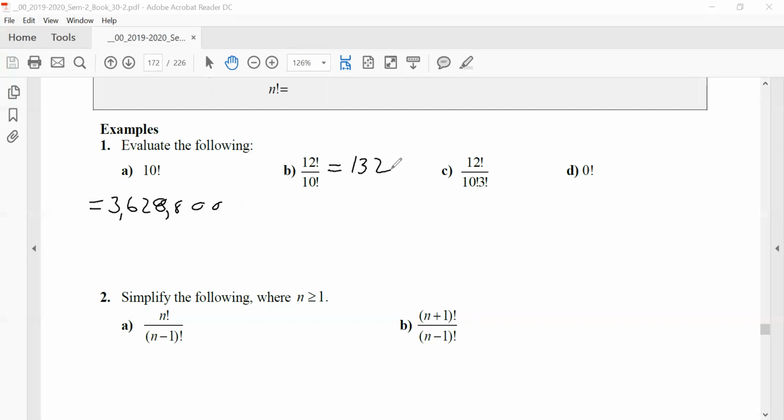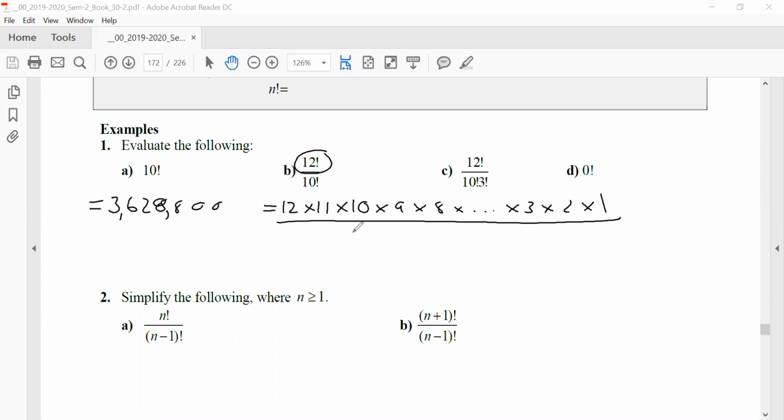Okay, what if I didn't have my calculator? Heaven forbid I forget my calculator on the day of the test, and I get this question. Well, here's what I'm going to do. I'm going to take 12 factorial and rewrite it. 12 factorial is really 12 times 11 times 10, and I'm going to keep going, times 9 times 8 times dot, dot, dot, times 3 times 2 times 1. And if I do the same thing to the bottom, 10 factorial is really 10 times 9 times 8 times dot, dot, dot, times 3 times 2 times 1.